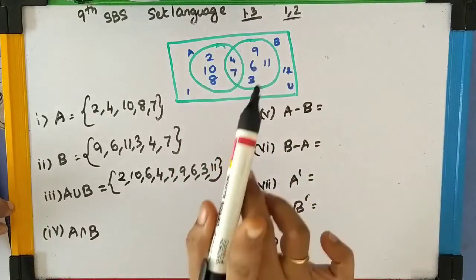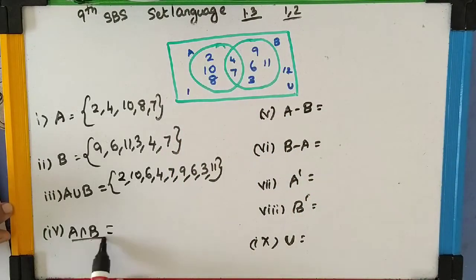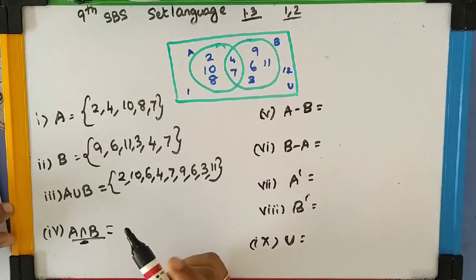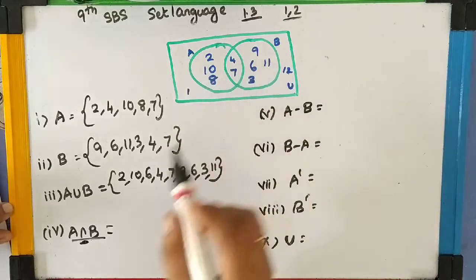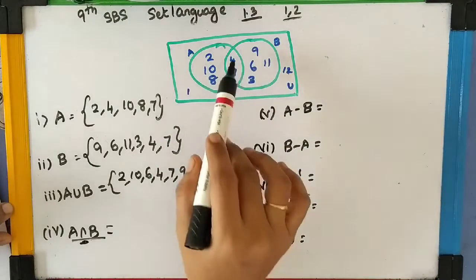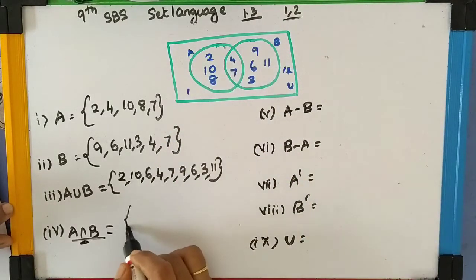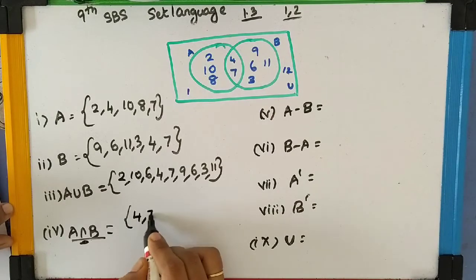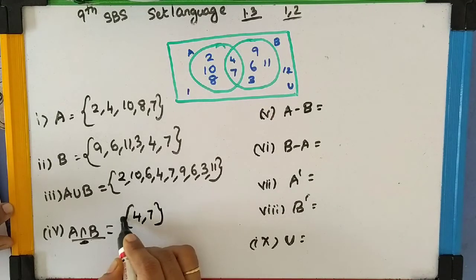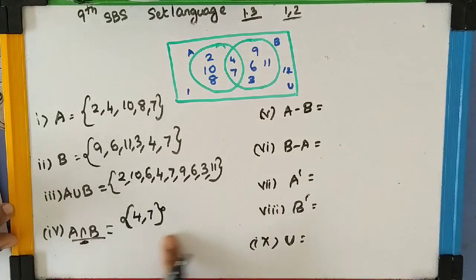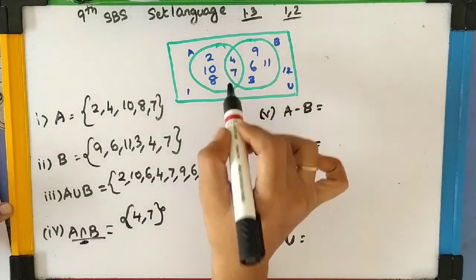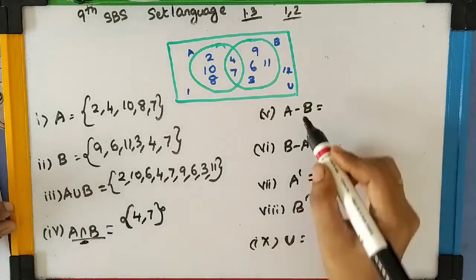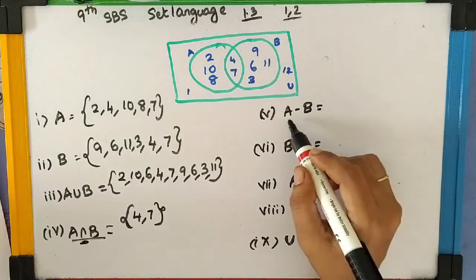Sorry, I have written 6 instead of 8. Now what is A intersection B? Here we have to write the common elements, that is 4 and 7. Because the meaning of intersection is that we write only the common elements, that is, the intersection part of the Venn diagram. Now what is A difference B?